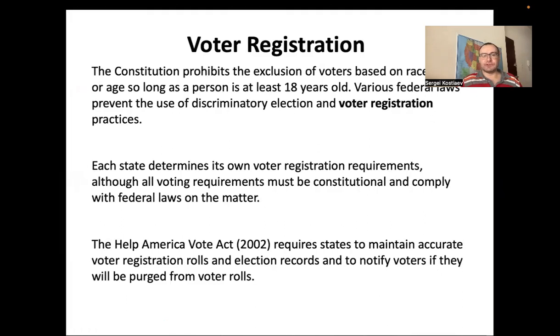Everybody is eligible to register as a voter starting at 18 years old. But each state has its own procedures on how people register, and this is their important responsibility. From time to time, the federal government passes laws trying to make sure that the registration process is accessible to everyone. For instance, the Help America Vote Act requires states to keep proper records and notify constituents if they're about to be removed from voter rolls. But again, the federal government is limited in this regard.